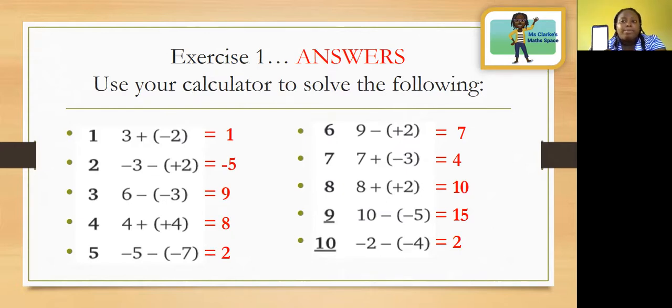So I'll continue. We're on question 5. Negative 5 take away negative 7. And that answer would yield 2 as the result. Question 6. We have 9 take away positive 2. Answer is 7. Question 7. 7 plus negative 3. The answer is 4. Question 8. 8 plus positive 2 would be 10.